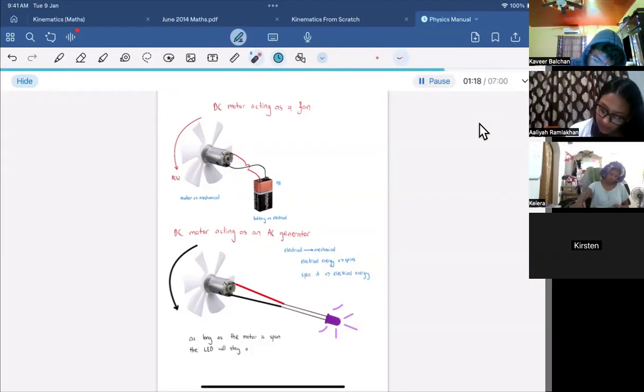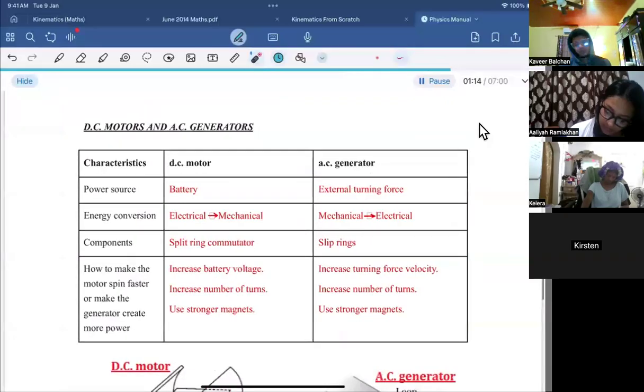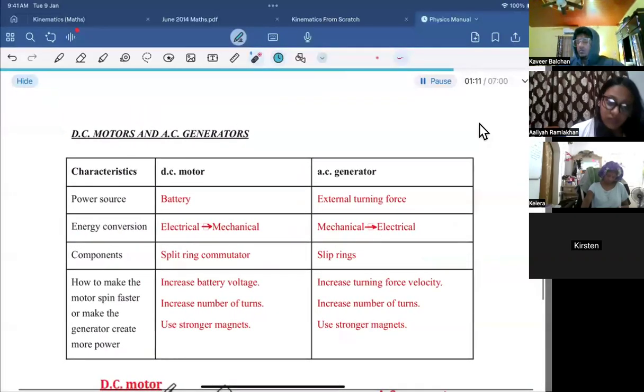All right, so after you all copy this diagram down, I need you all to copy down this over here, and that's it for class.